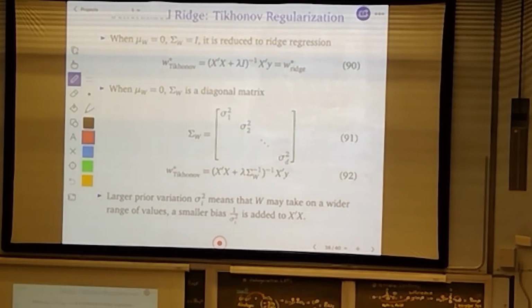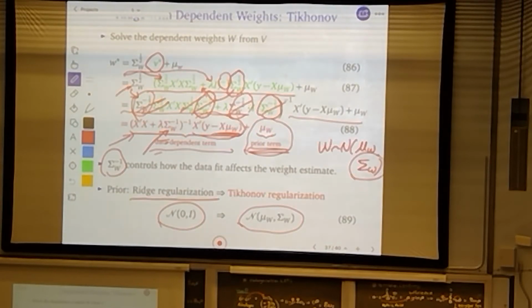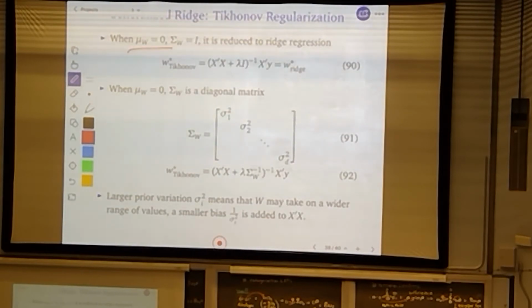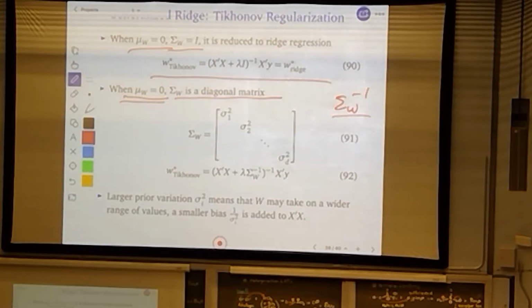So this long complicated equation 88, if I look at the special cases, if it's 0 and I, it's reduced to ridge regression. It's simply this. If the weight is 0, but this is a diagonal matrix, we have some understanding. Otherwise, it's very difficult to calculate this. This will help us to see what the effect of covariance is on the weight estimation. When it's a diagonal matrix, the inverse of that is just the inverse of each of the sigmas.